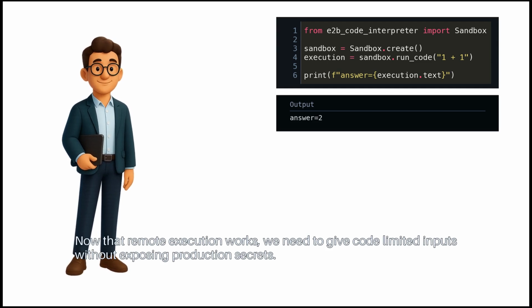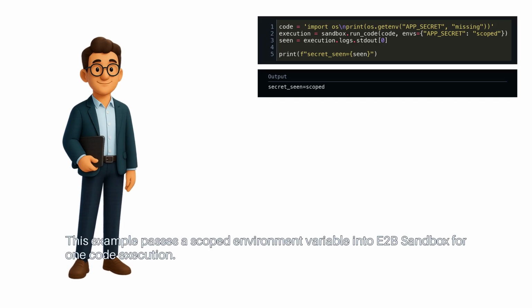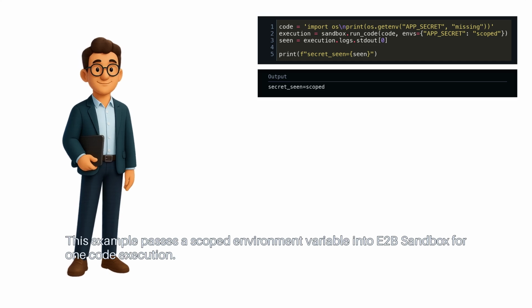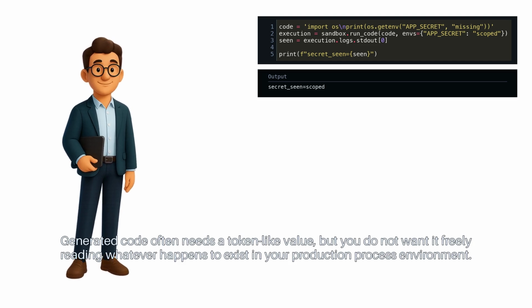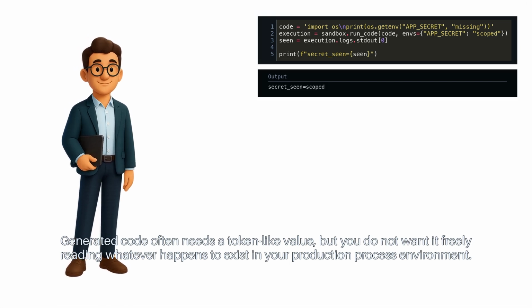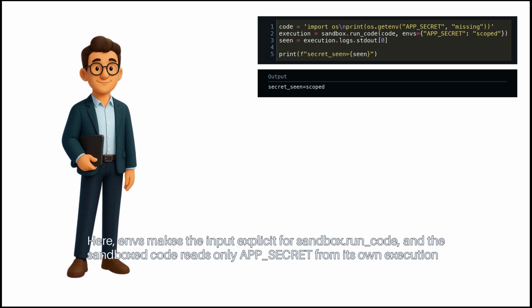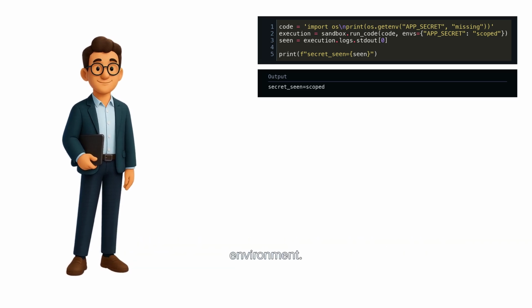Now that remote execution works, we need to give code limited inputs without exposing production secrets. This example passes a scoped environment variable into E2B Sandbox for one code execution. Generated code often needs a token-like value, but you do not want it freely reading whatever happens to exist in your production process environment. Here, envs makes the input explicit for sandbox.run_code, and the sandboxed code reads only APP_SECRET from its own execution environment.